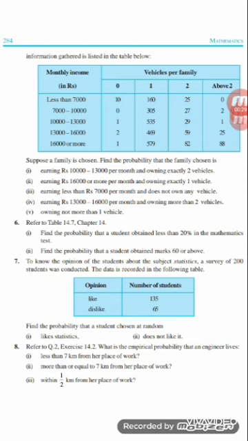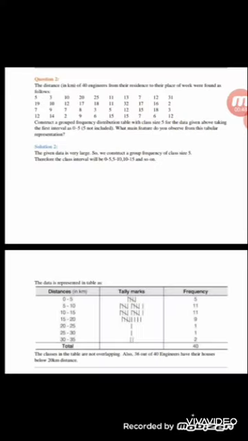To write this answer, first we refer to question number 2 of exercise 14.2 and then make a distribution table, and then we write the answer. So first we read question number 2 from exercise 14.2. Take out page number 245. Here this question is given. Question number 2: the distances in kilometers of 40 engineers from their residence to their place of work were found as follows.